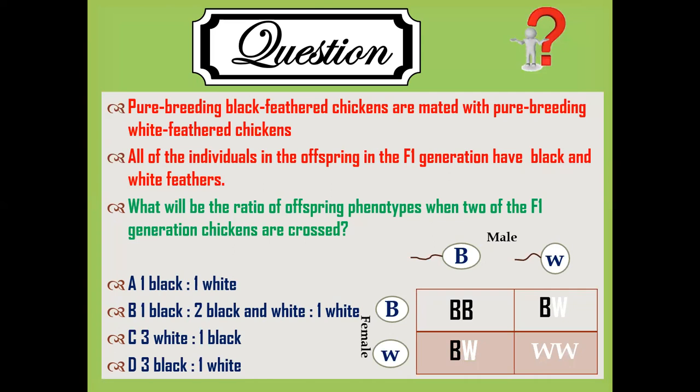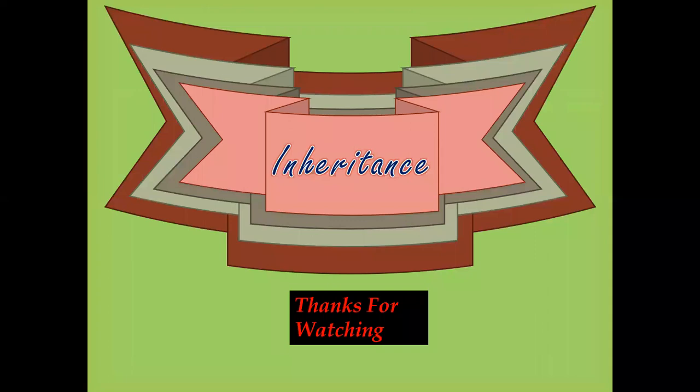So the ratio we are considering here is 1 black, 2 black and white, and 1 white variety. So here we have covered the codominance relationship, and codominance is classified into partial codominance and codominance. So hopefully it will be beneficial for you and you got the concept.